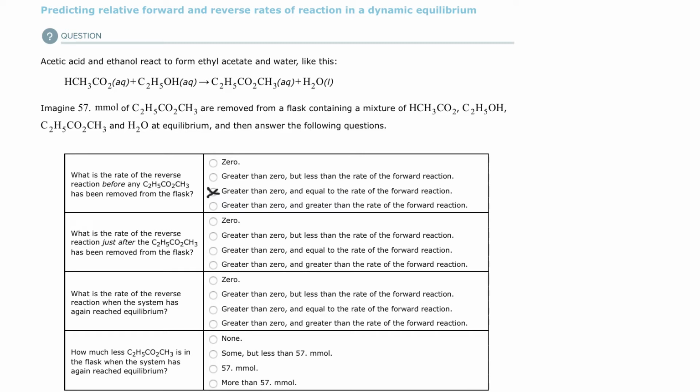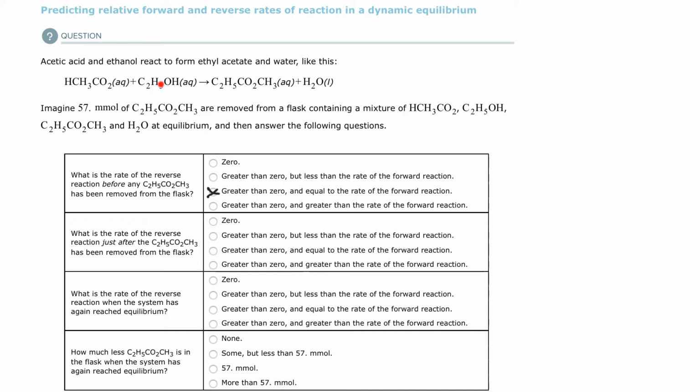Okay. Now, here's the second question. What's the rate of the reverse reaction just after it's been removed? So now I have a hole, and so this is now going to shift to the right, a temporary shift to correct that perturbation, and then eventually it'll reestablish equilibrium. So as it's moving to the right, what's happening? Well, they're all greater than zero because they're both working, they're both doing something, they're not going to be zero, and so this is the reverse.